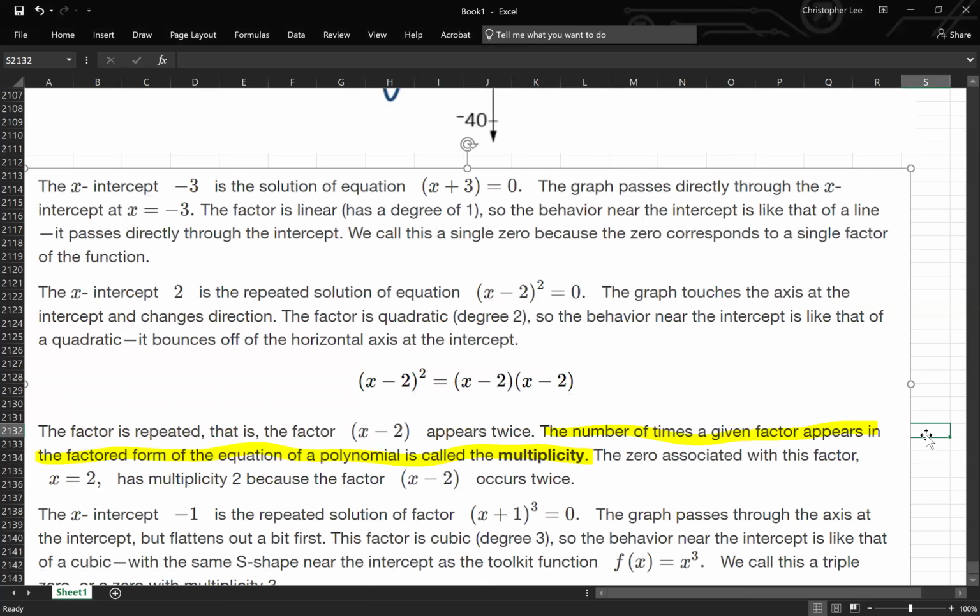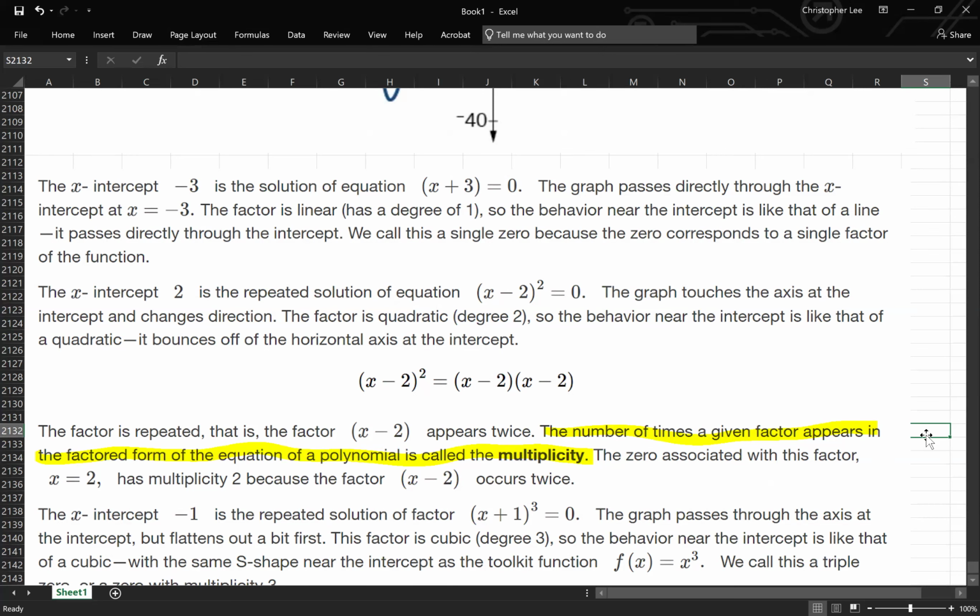The x-intercept of -3 is the solution of the equation x plus 3 equals 0. The graph passes directly through the x-intercept at x equals -3. The factor is linear and has a degree of 1, so there's only one x plus 3. The behavior near the intercept is like that of a line. It passes directly through the intercept. So we call this a single zero because the zero corresponds to a single factor of the function.